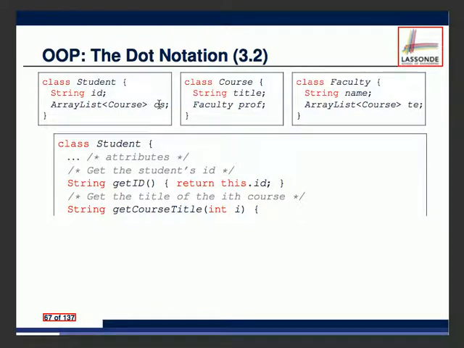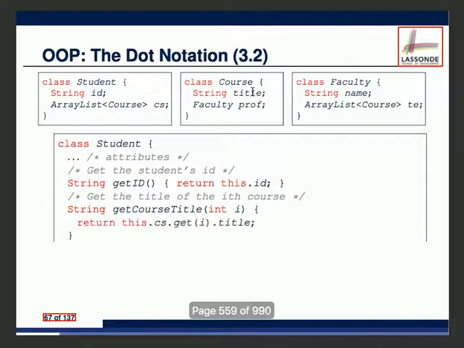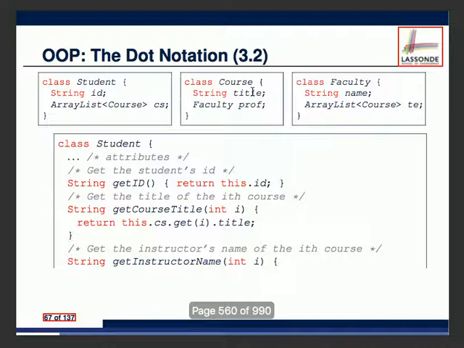Everybody follow that? First of all, since I'm now currently in student, I can either say ID or CS. In this case, I can say CS, which refers to the array list. I want to go to a particular one, so cs.get(i). And then once I say get(i), I'm now moving to a different context, which is course, and then I get the title. Okay, not too bad, right? Okay, you're not allowed to answer in this case.